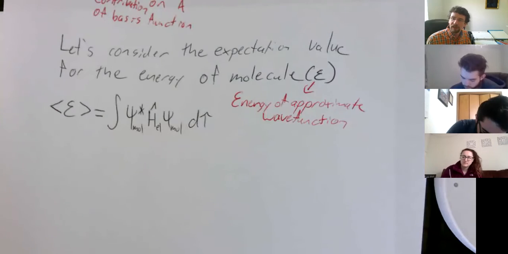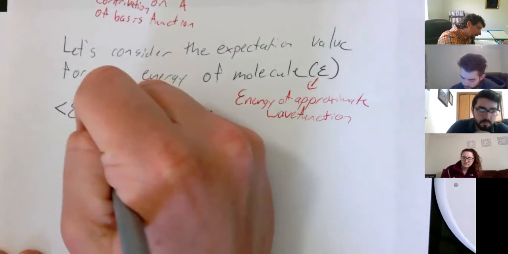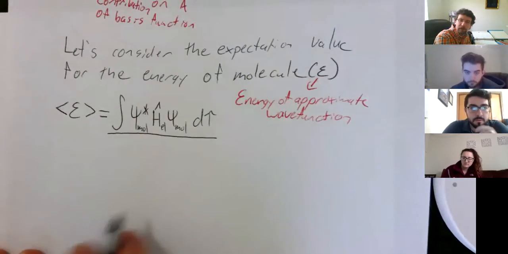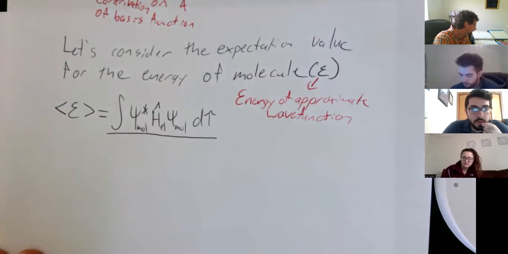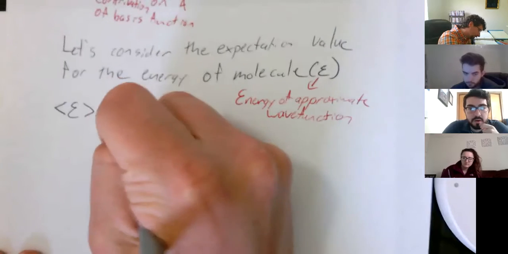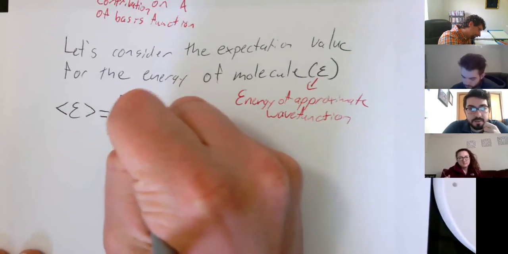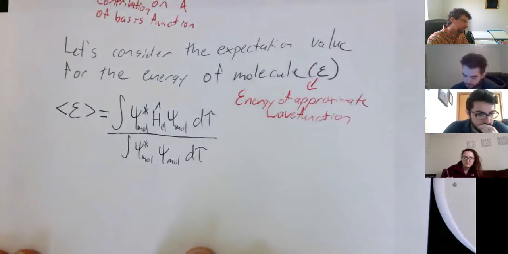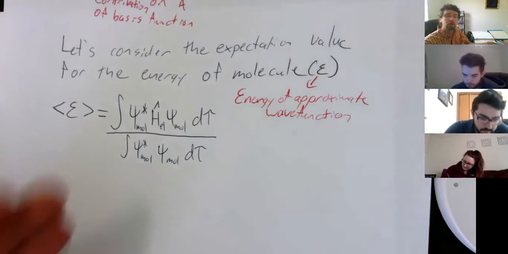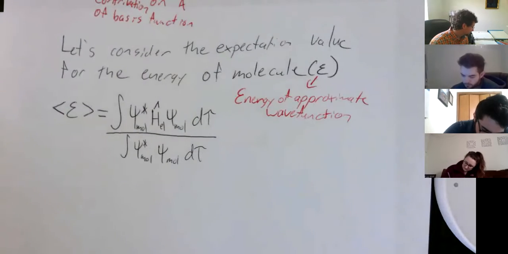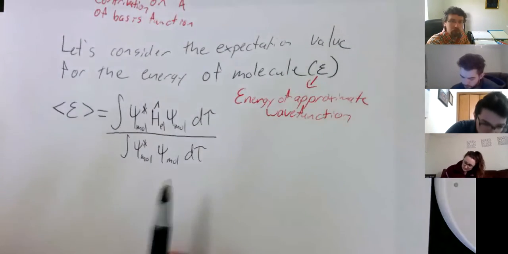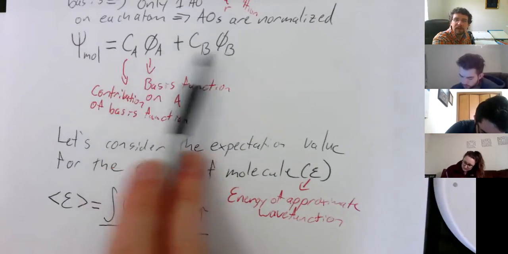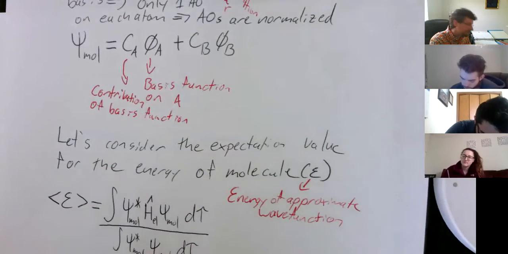But when I originally introduced expectation values, we had another thing in the bottom. Do you remember what we had in the bottom? It was divided by the integral of just psi star psi d tau. That's so that it works if you didn't have normalized functions. And formally, this is the way it's defined. Okay, so now let's plug in what we have for our molecule. We have this as our wave function. Let's plug that into this expression.